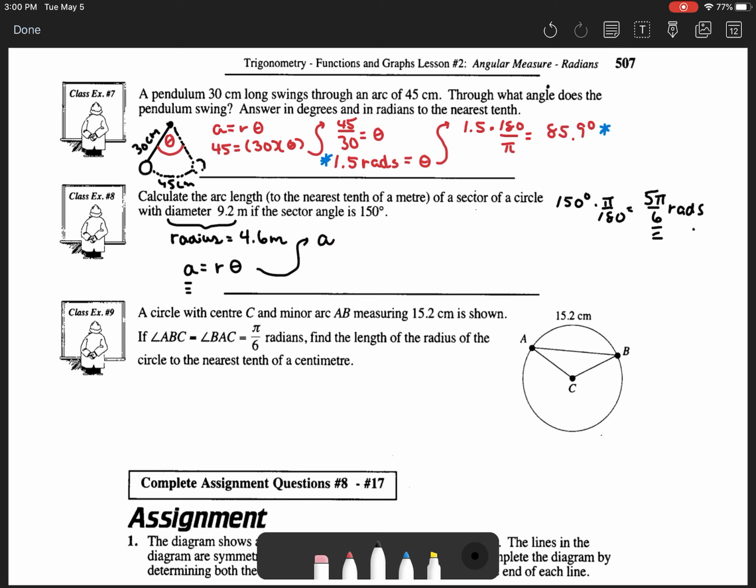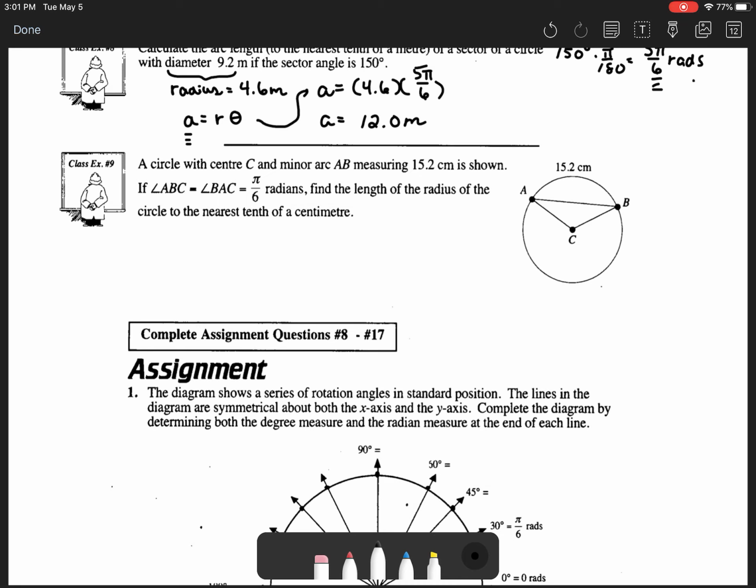So I go back to my equation now. Arc length is equal to the radius, which was 4.6, times theta, the measurement of the angle in radians, which is 5 pi over 6. They want it to the nearest tenth, so I can use my calculator here. I simply go 5 pi, divide by 6, multiply by 4.6, and I get 12.04, but to the nearest tenth, that's 12.0. My units here are meters, so 12.0 meters.